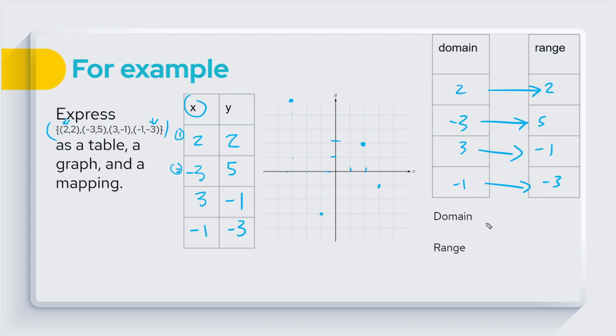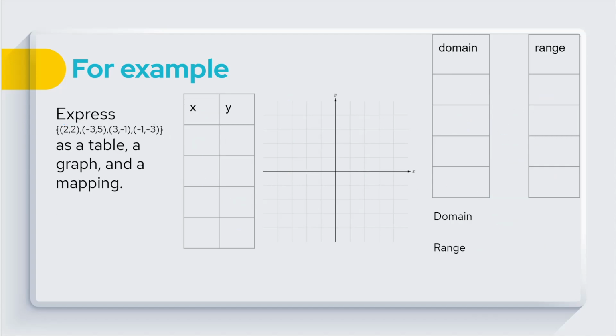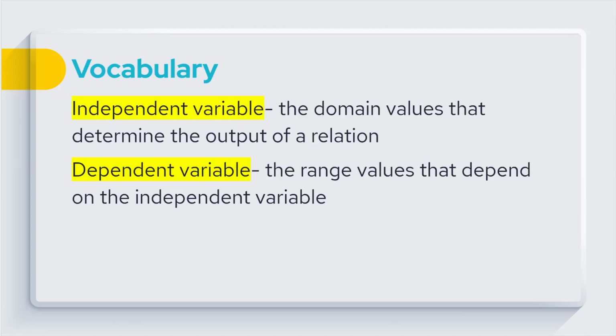And then if we're going to list domains, it would be 2, -3, 3, -1, and then the range values would be 2, 5, -1, -3. Now they might not always just go straight across like this, but we'll talk about that later. For now, we'll just do that. Okay.